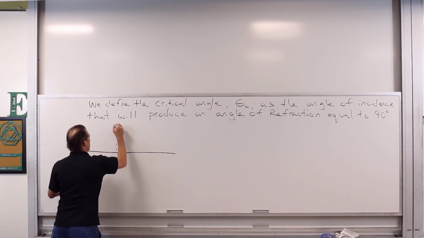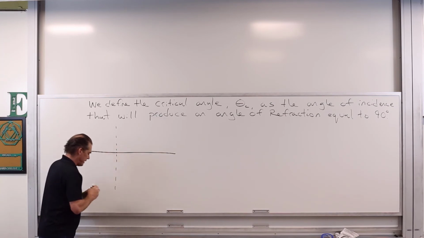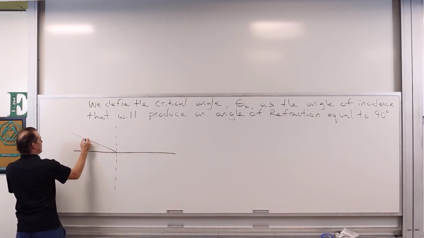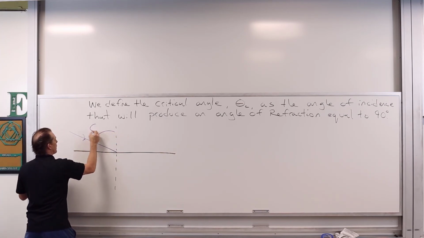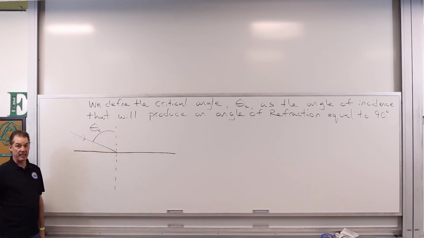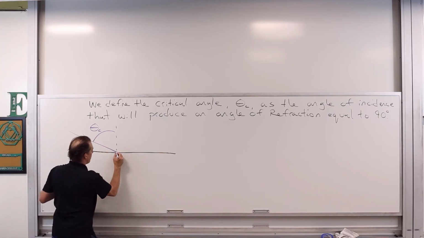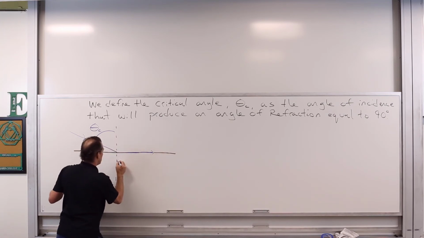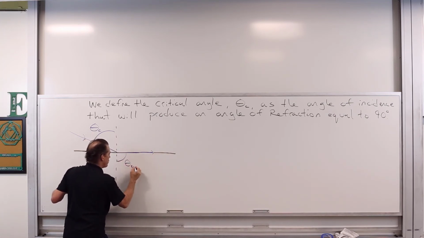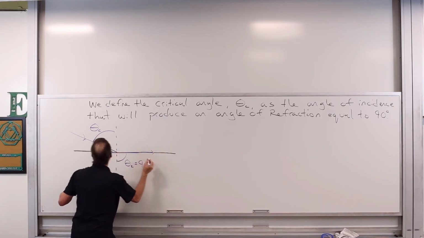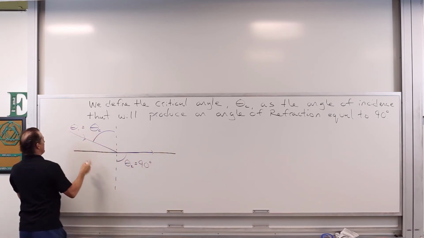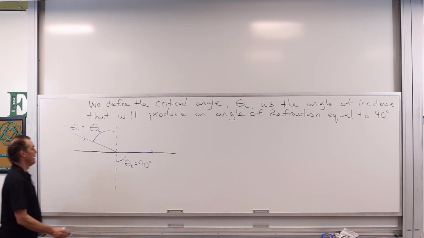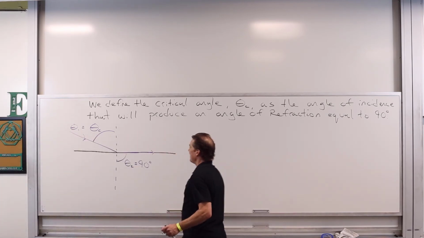Take something like this. We take ourselves some light ray coming in. Here is, we're going to call this theta sub c. And what we're going to get is this: theta 2 is equal to 90 degrees. I can say theta 1 is equal to theta sub c here. A 90-degree refracted ray. What happens if we exceed theta sub c?